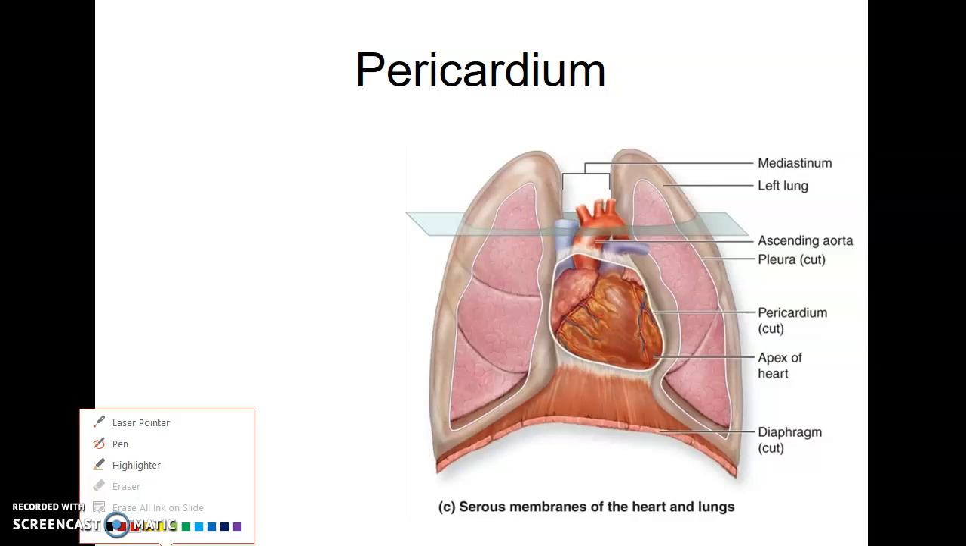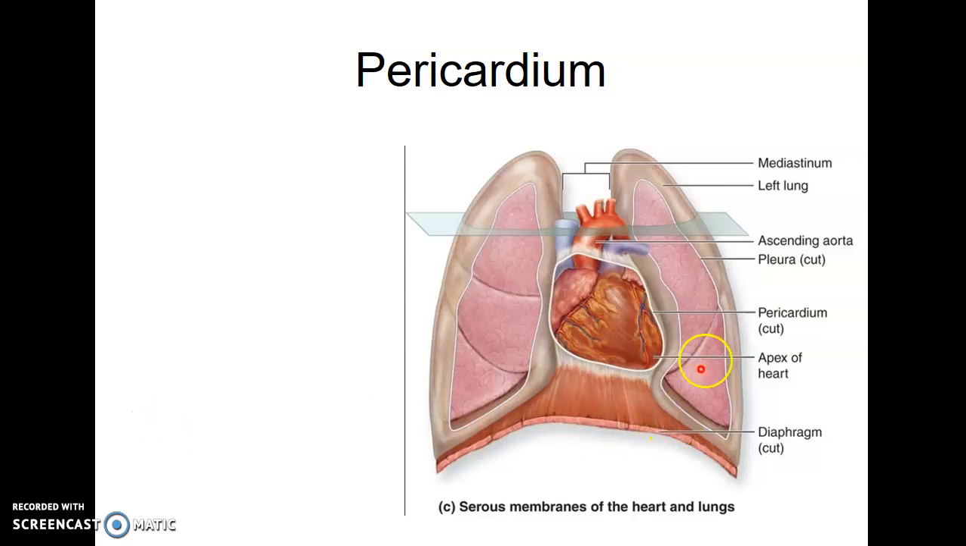Hey guys, give me some feedback on these lectures. Let me know if you like when I use a pointer or the pen or the highlighter better. We're going to use the laser pointer for right now, but again, let me know what you think is best, or if there are certain ones that are more helpful at different times.